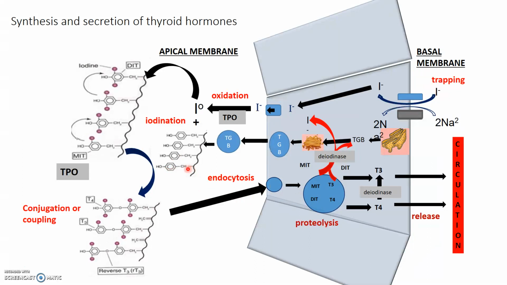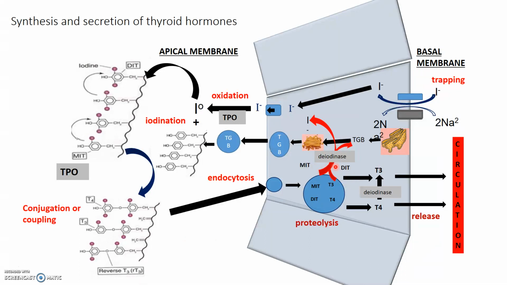Now I'm going to talk about the second last process, which is known as proteolysis. Once endocytosed, the TBG combines with the lysosome. It's not well stated here, but the TBG, or thyroglobulin, will combine with the lysosome, and these lysosomal enzymes then degrade the TBG into T4, T3, DIT and MIT.